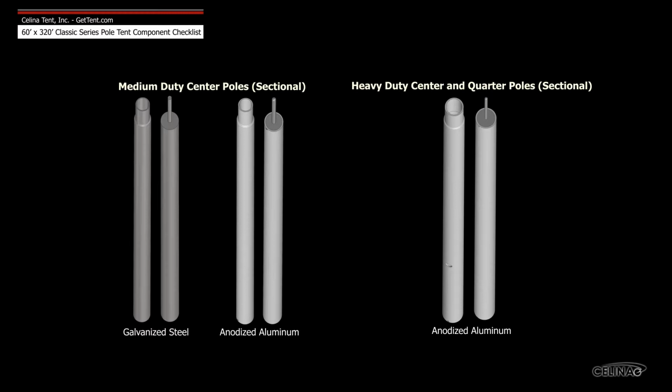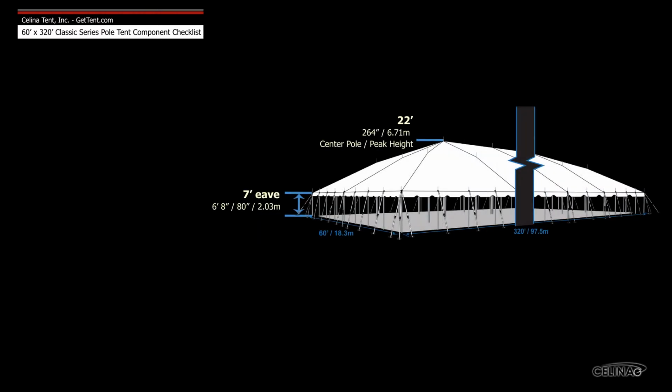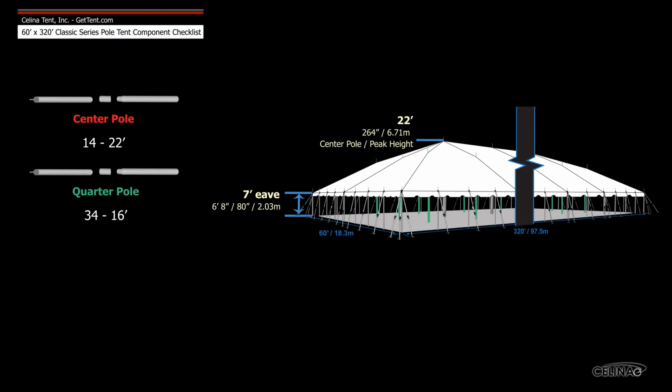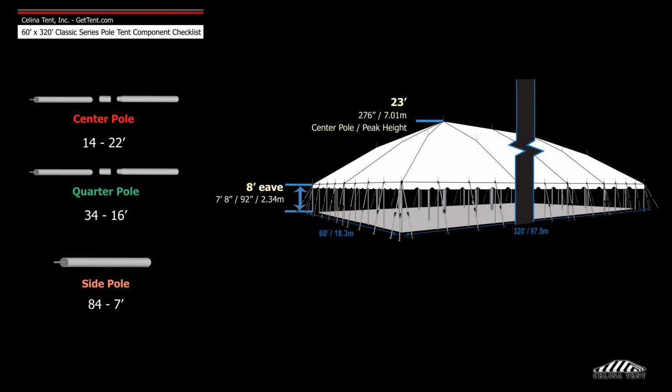Poles for tents with a 7-foot eave height include 14 22-foot center poles, 34 16-foot quarter poles, and 84 7-foot side poles. If the desired eave height is 8-foot instead of 7-foot, the side poles will be 8-foot tall, with 23-foot center poles and 17-foot quarter poles.